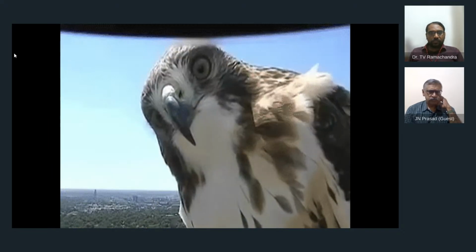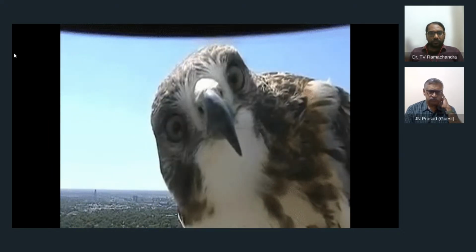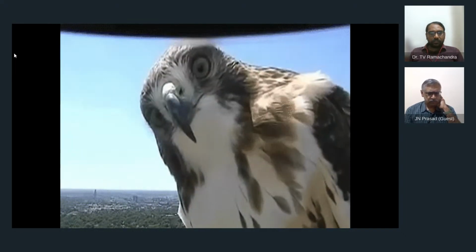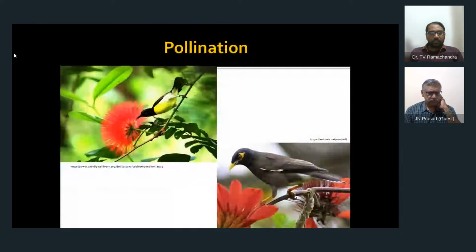So now let us dive a little deeper into their behaviors, so that we see what kind of role they perform in the ecosystem, which leads to ecosystem conservation. So first thing, even Bharat, while welcoming you all to the session, spoke about pollination. So pollination is one important aspect that birds perform, and a lot of birds are nectarivores. So these birds have special adaptations to take nectar from the flowers. So here you can see an example of a sunbird and a myna, which is feeding on the flowers.